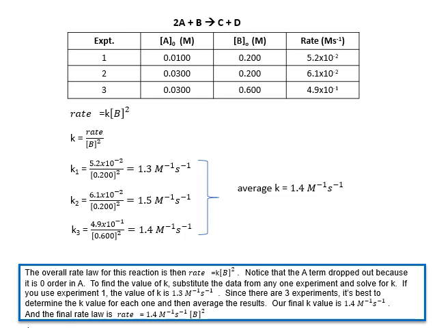Our final k value is 1.4 inverse molar inverse seconds, and the final rate law is rate is equal to 1.4 inverse molar inverse seconds times the concentration of B squared.